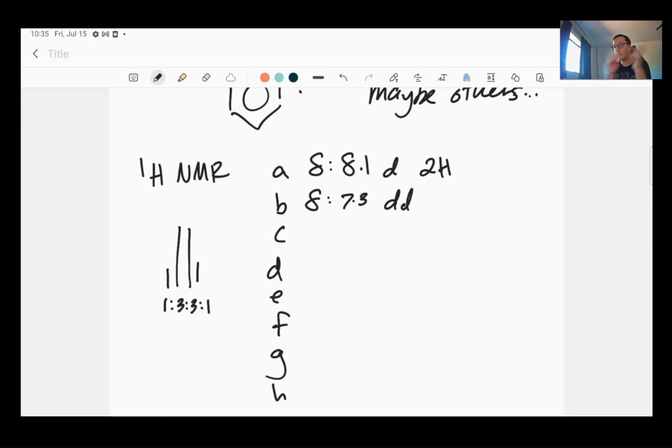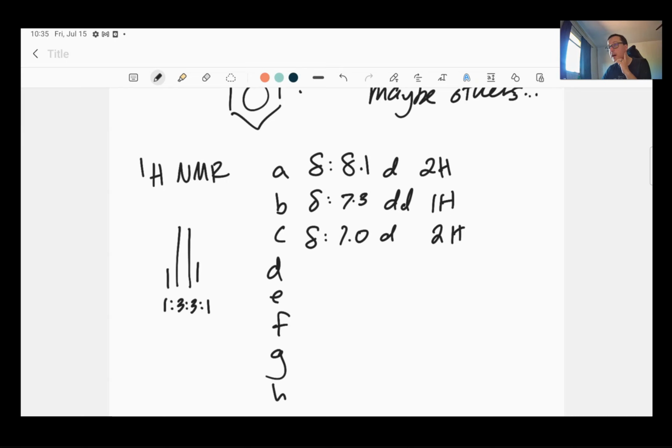Okay, let's move on. What's the chemical shift for C? I'd say exactly 7.0, and that is a doublet. Yep, pretty good. And I'm sorry, we forgot the integrations on B. It was 1H, and then this one's just 2H again.